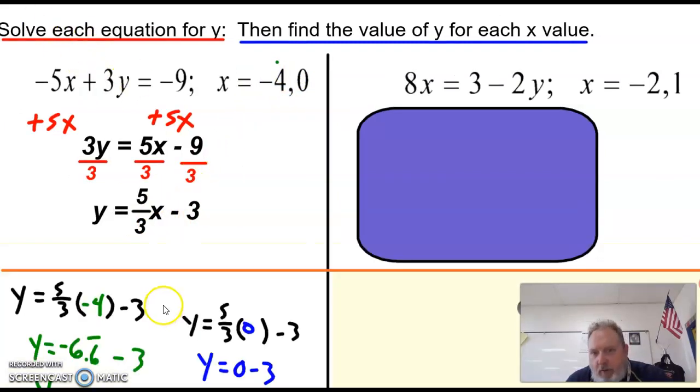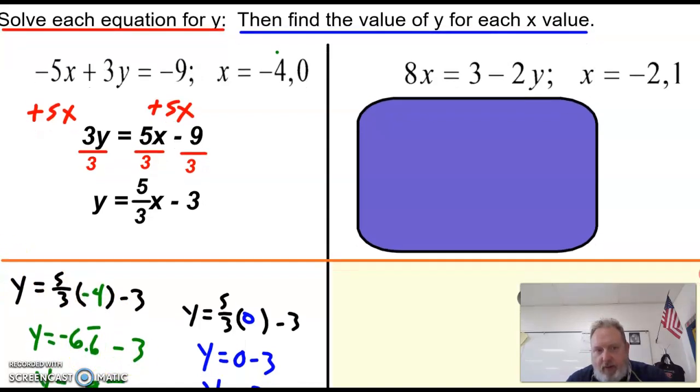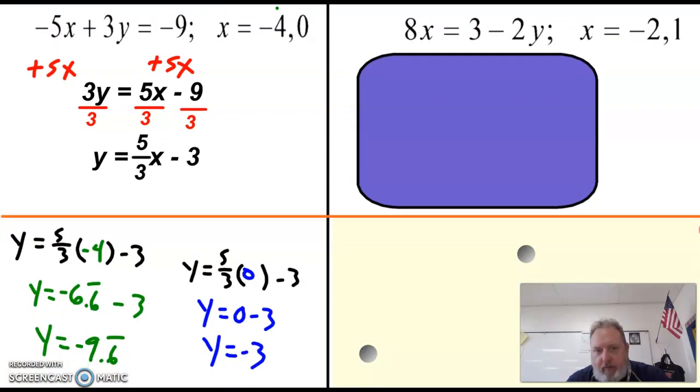All right, so what you see below this orange line here, as we start, we're going to plug the two numbers in for our x value. So we're going to plug -4 in here for x and 0. So when I take -4 times 5/3, I'm going to get a decimal. That's fine. -6.6 repeating. I'm going to subtract 3 from that, so -9.6.